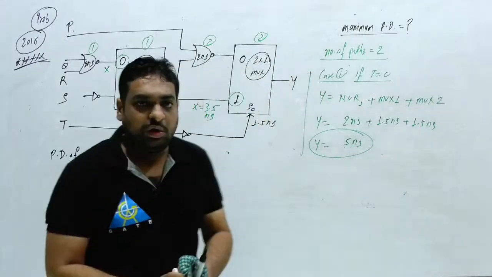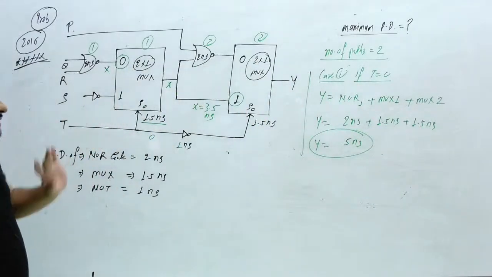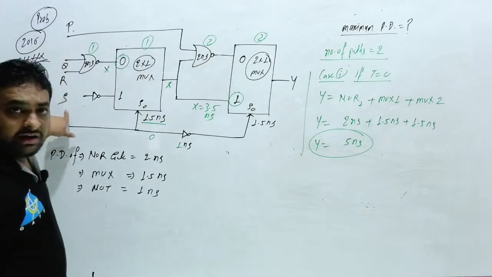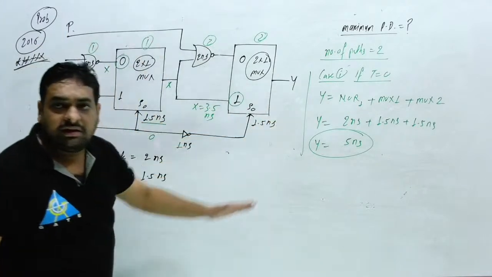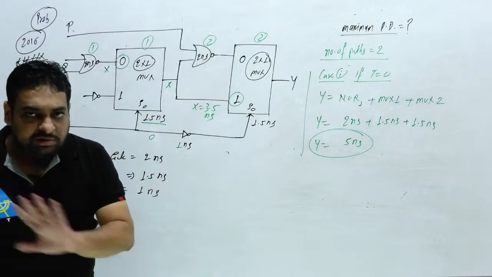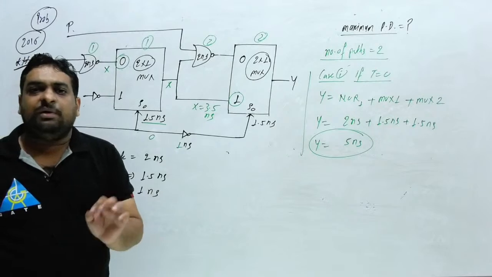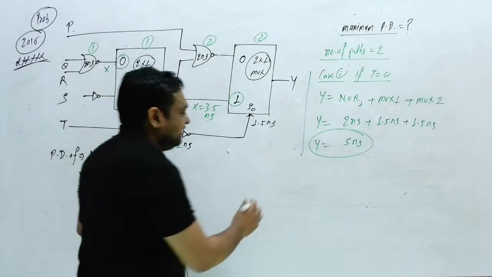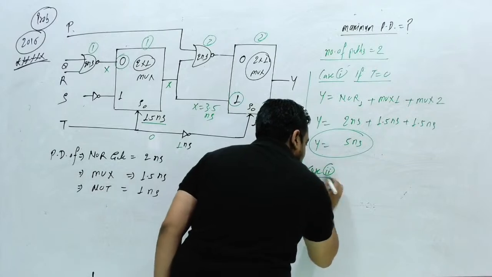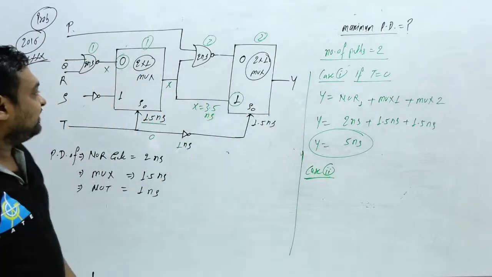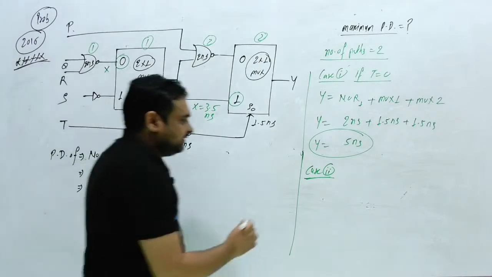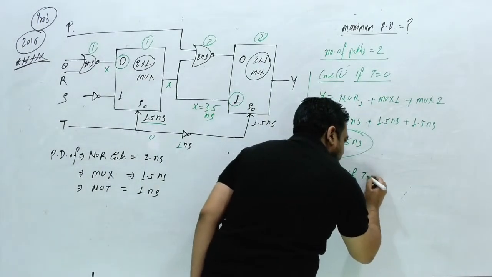Clear this thing? So in the first case, when we are considering T as 0 and the input is in your hand, the maximum delay that can be provided is 5 nanosecond. More than 5 nanosecond cannot be possible. Clear this thing? Now second case, case number 2. The second path will be created when T is equal to 1. So case number 2, if T is equal to 1.